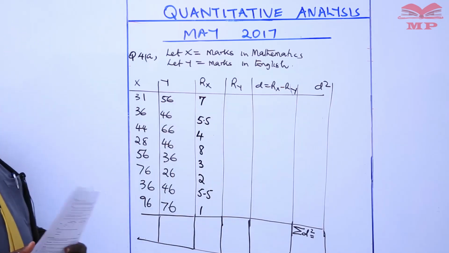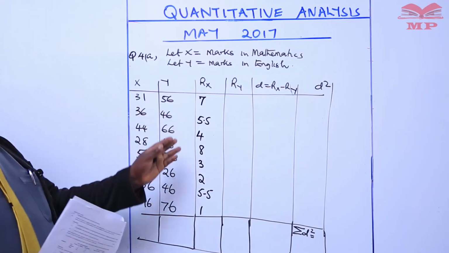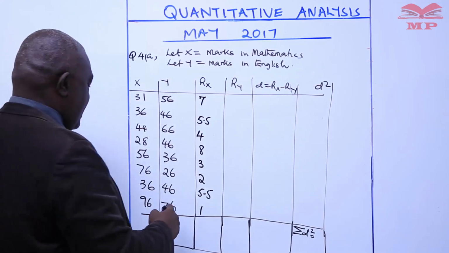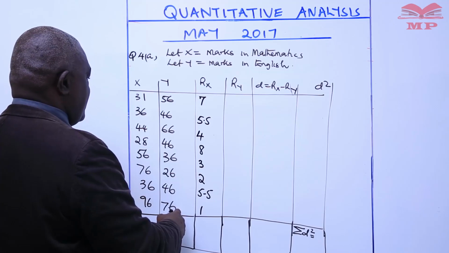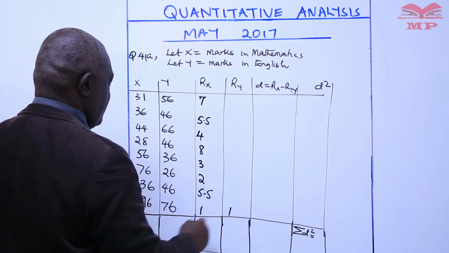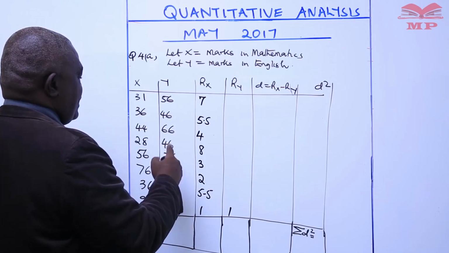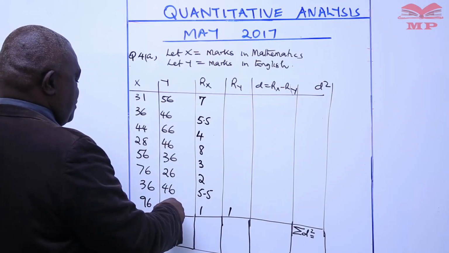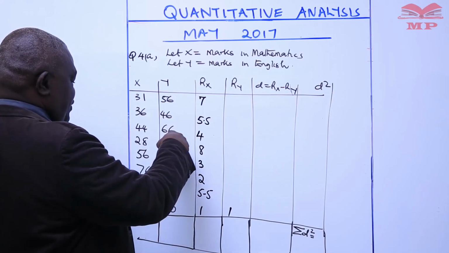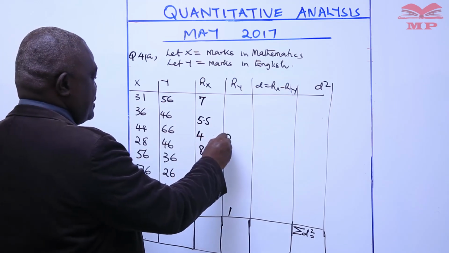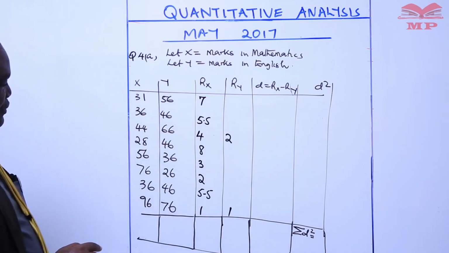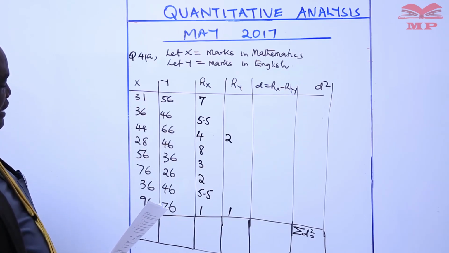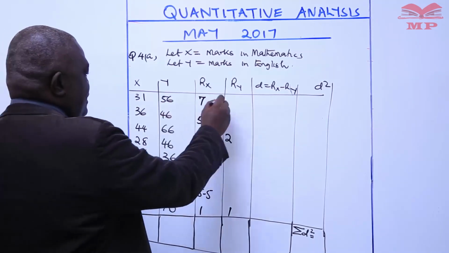So I've done my ranking in that order. I do the same for y. The highest value here for y is 76. Put there 1. There is no other 70s. So the next highest value here is 66. So assign number 2 here. There is no other 60s, but I have 56 standalone. That would give me number 3.